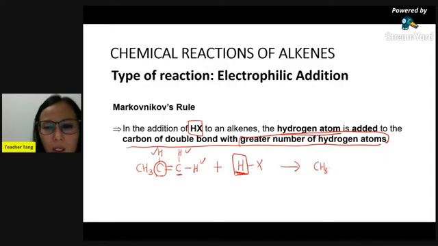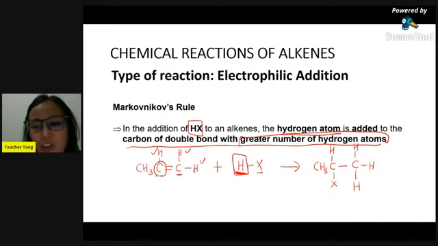Remember, in an addition reaction the double bond will become a single bond and the H will go here. And then the X will go to the other carbon. So this is according to Markovnikov's rule.